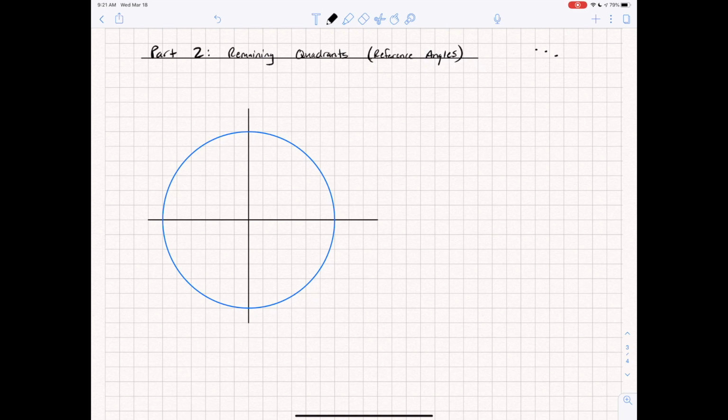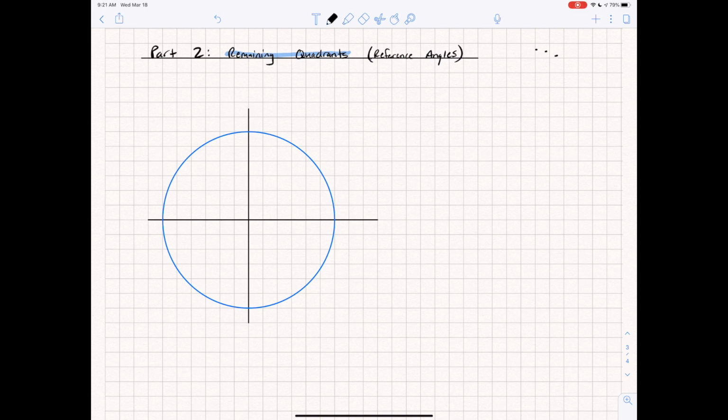All right, welcome. This is going to be part two for finding terminal points, and we're going to look at the remaining quadrants. So in the previous part, we went through and we found all of the ordered pairs on the circle for the special angles, but we only looked at the first quadrant. And here's the reason why we only looked at the first quadrant.